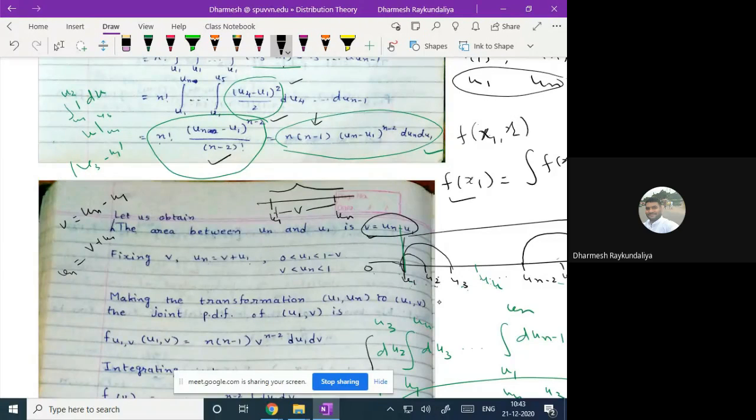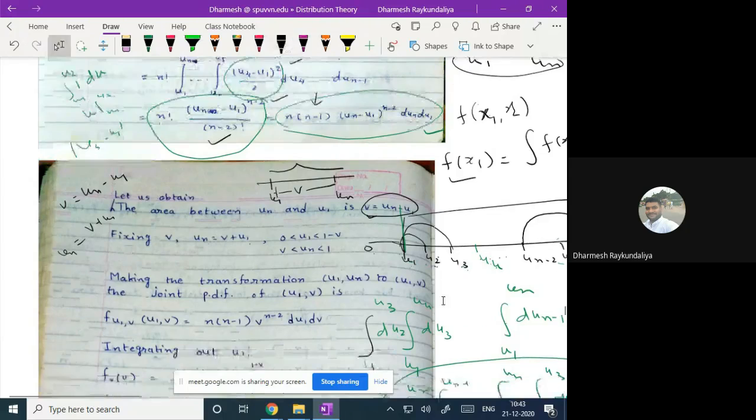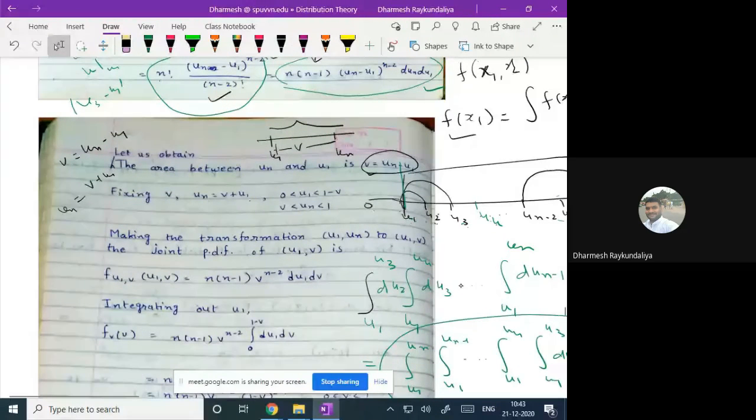Now what is the range of u1? We know that u1 is less than u2, ..., less than un, less than or equal to 1. So this is the range. What is the range of u1? The lower range is 0. If you substitute the lower value 0, what is that?